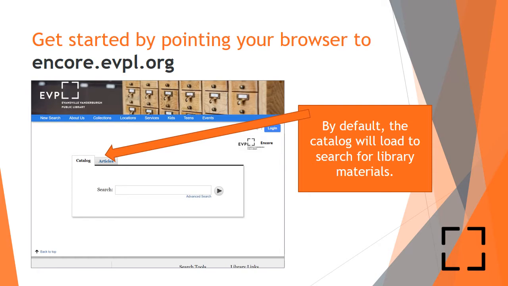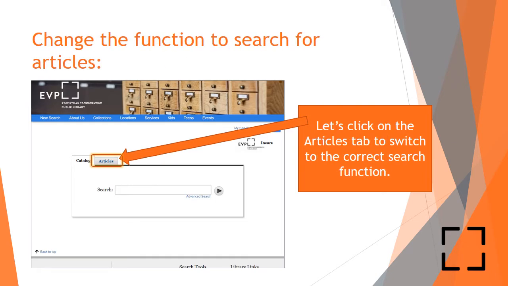encore.evpl.org. By default, when you get to this page, you'll notice that the Catalog tab is already marked. The Catalog tab is strictly for searching library materials in our print collections and in our digital collections. Let's click on the Articles tab to switch to the correct search function.